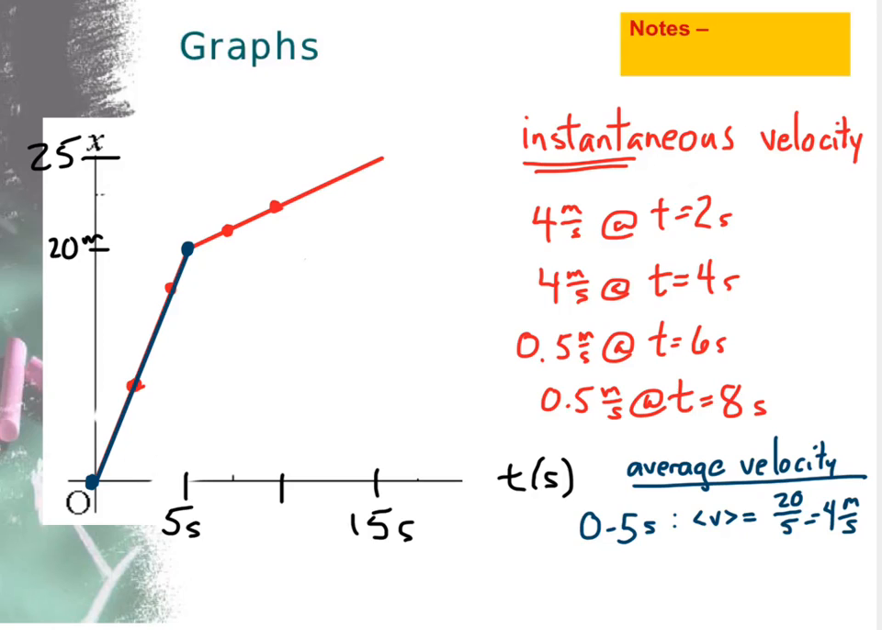Now, because Johnny was going at a constant rate of displacement over time, the average velocity and the instantaneous velocity happen to be the same. But after 5 seconds, Johnny changes his instantaneous velocity so that during these times his velocity is 0.5 meters per second.